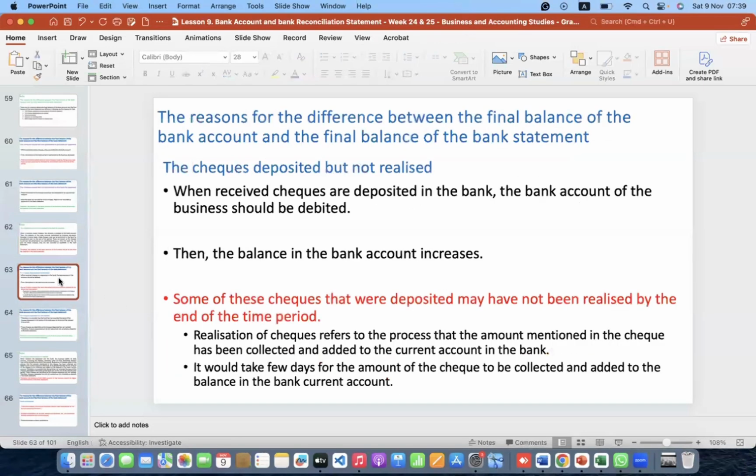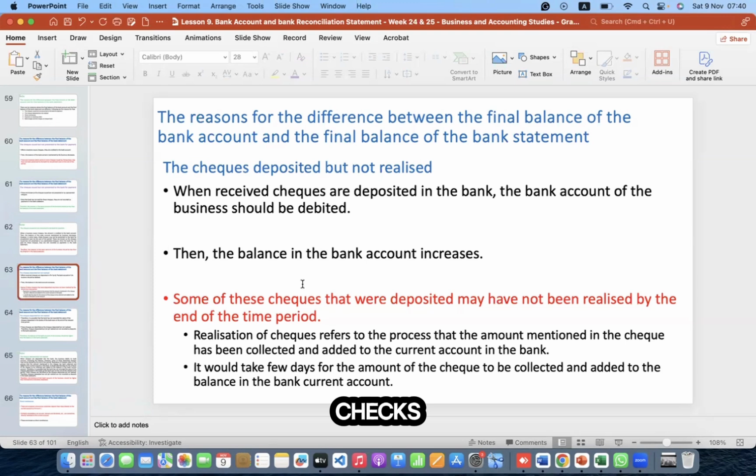Okay. So the second reason why there is a difference between the bank account and the bank statement balance: the checks deposited but not realized. Earlier we spoke about a situation where we issue a check, but it is not presented. Now here, the check is deposited but not realized. When received checks are deposited, the bank account of the business should be debited because the bank balance is going up. Then the balance in the bank account increases.